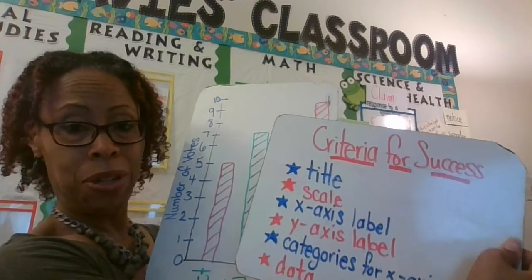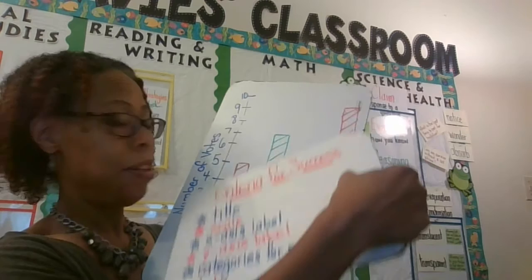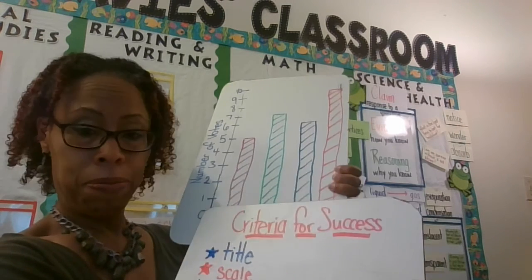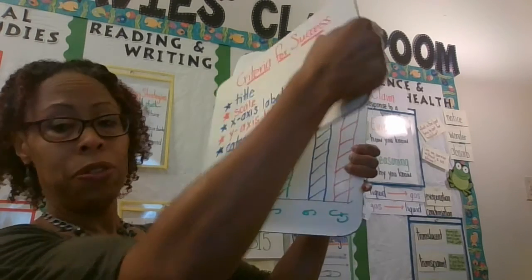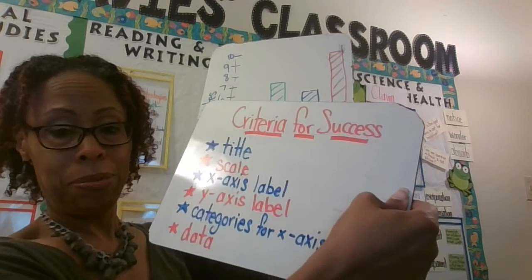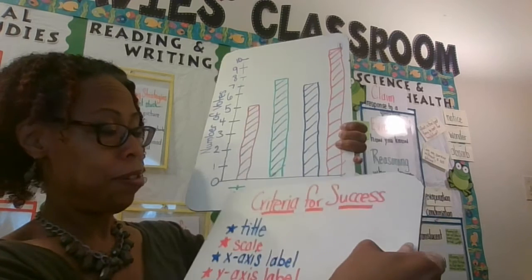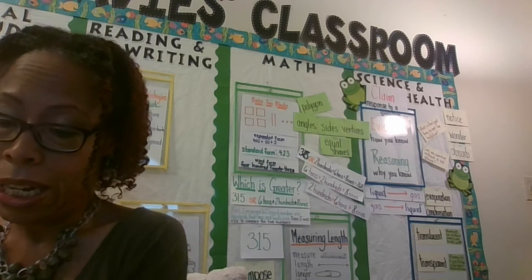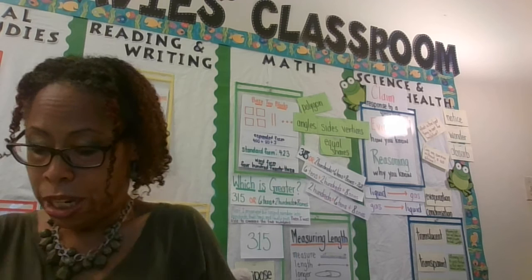First one is title. Do we have a title? Do we see a title out there? Nope. All right, do we have a scale? The scale are the numbers. Yes. X-axis label. Actually, we do not have that. Y-axis label, number of votes is the Y-axis label. Yes, we have that. Categories for the X-axis, these are the categories, so we have that. And the data, we have the data. So let's go ahead and check off what we have and look at what we need.